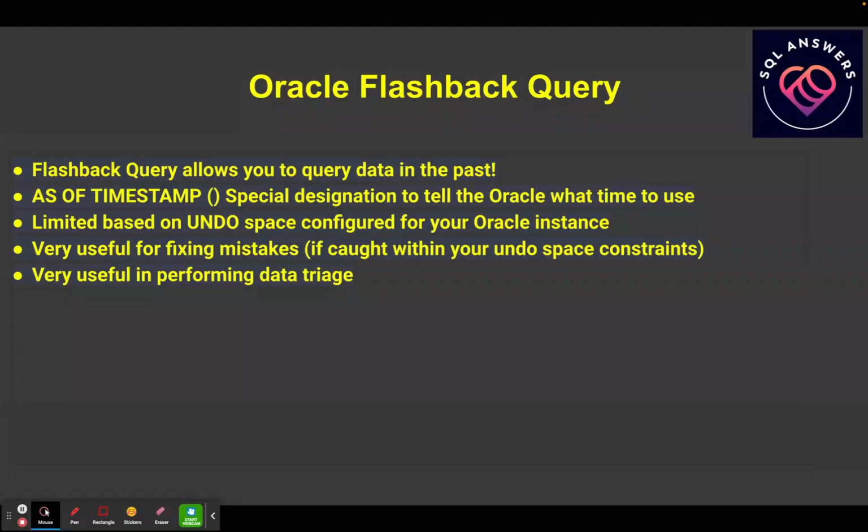This is very useful in fixing mistakes, and we're going to show you an example of something that came up in the last week for me. But again, you have to catch it within the amount of space and time configured for your undo in Oracle. Otherwise, you're going to go past the point in time that you've got stored, and you're going to get a message from Oracle basically saying, "Snapshot too old," and you're not going to be able to go past that point in time. It's also very useful in just doing data triage. You might not have to fix something, but you might want to look at how something's changed over the last few hours.